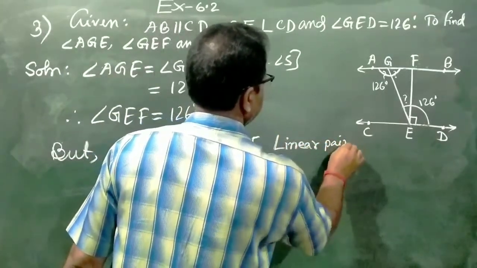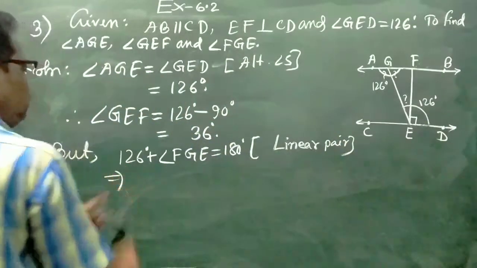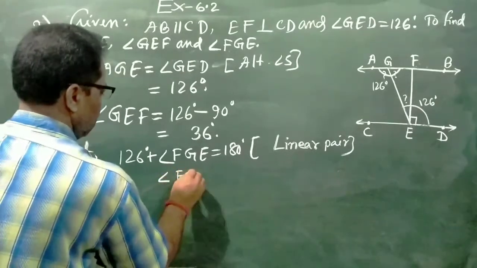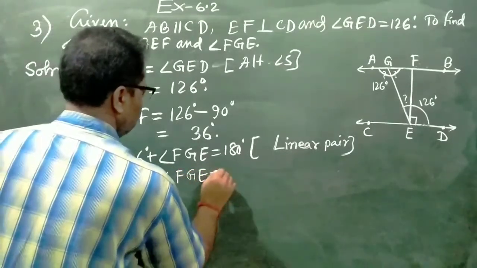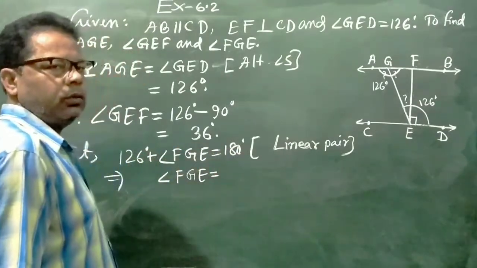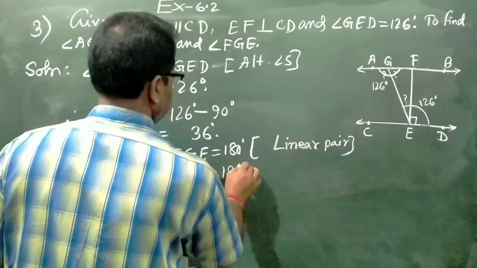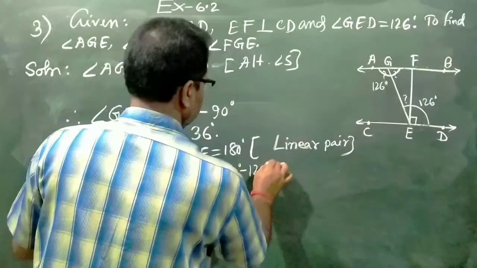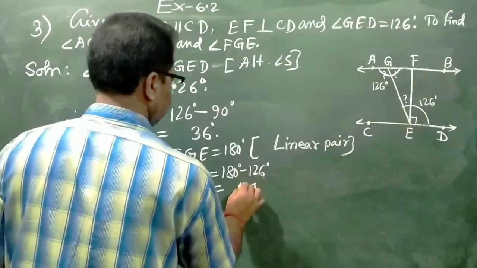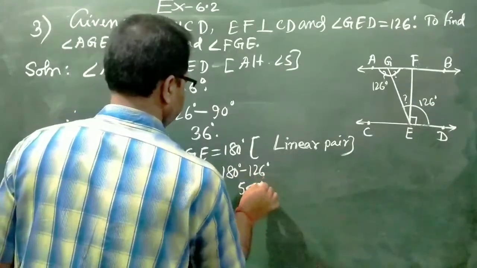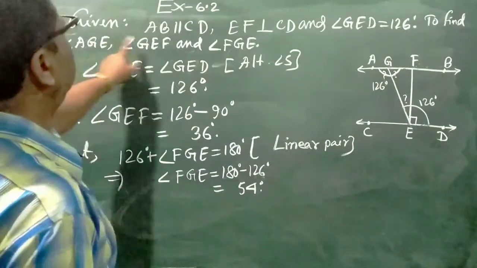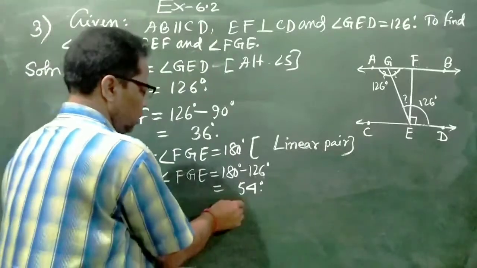Now that 126, if we transfer to the right-hand side, then we will get FGE is equal to 180 degrees minus 126. If it changes side, the sign also will be changed. Then 6 plus 14, 1 carrying, 3, 8 minus 3 is 5, 1 minus 1 is 0, this is 54 degrees. Now here three angles we were given to find, 1, 2, 3, all these angles are known, so it is completed here. Let's move.